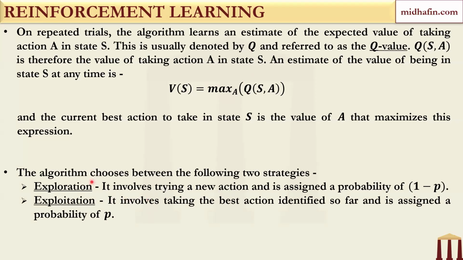That there, of course, there will be two strategies. One will be exploration. Exploration will be when the agent is trying to go for a new action, and it is assigned a probability of 1 minus p. Exploitation, the best action which is already known to the agent, is assigned a probability of p, which makes sense, right? There can be only two options.